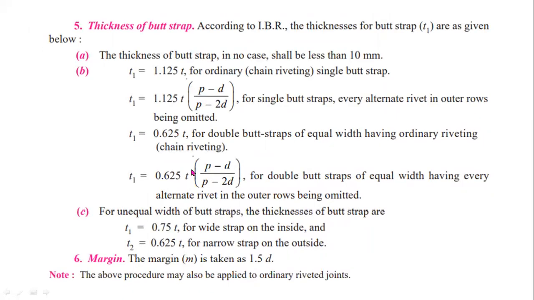Now these are the formulas for determining the suitable thickness of the butt straps. T1, T2 are the thickness of the cover plates. Here M is the margin. Now these six steps are used for design of longitudinal butt joint.